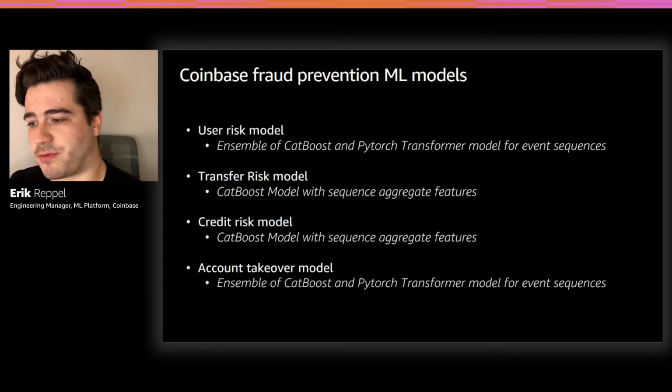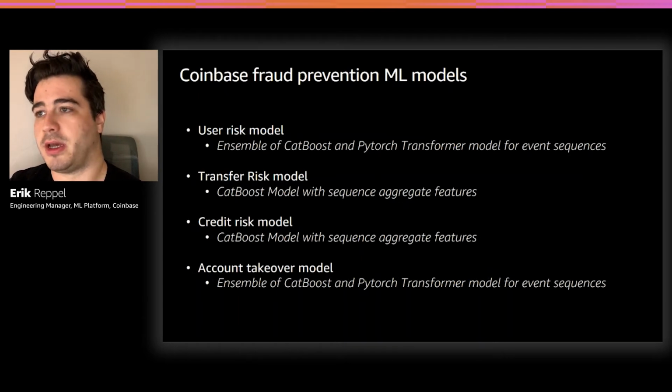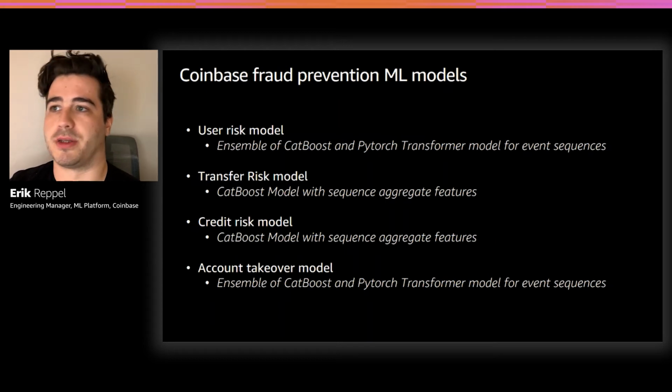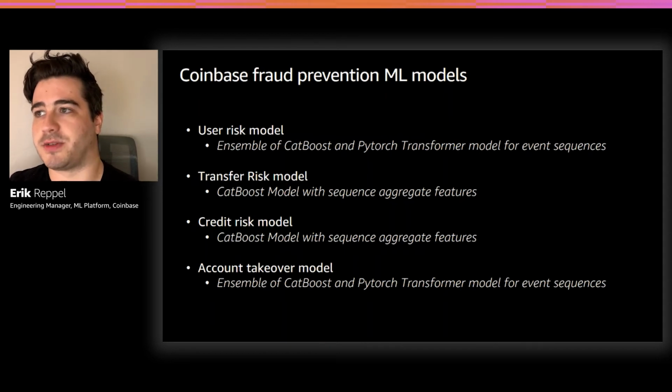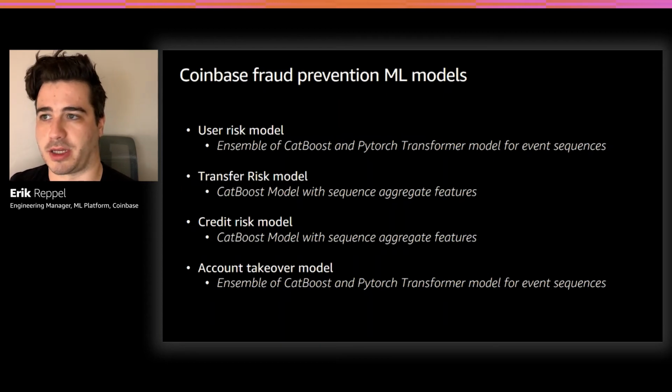Today we'll talk about the platform that allowed us to build some of these state-of-the-art ML models. Here are a few of the models that we've built. We have our user risk model, our transfer risk model, our credit risk model, and our account takeover model. All of these models are highly sophisticated ensembles of both gradient-boosted trees via CatBoost and transformers using PyTorch for combining tabular and sequence-based modeling techniques.